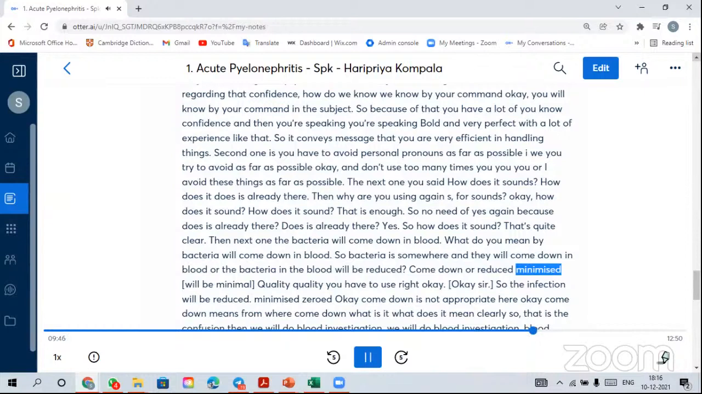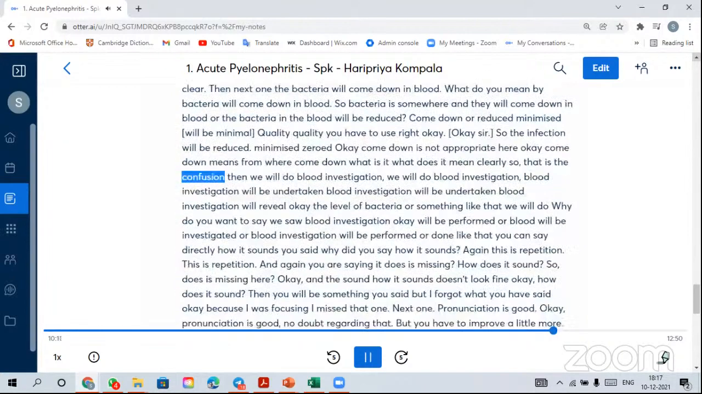Infection will reduce. Infection will be minimized. You can say the infection will be reduced, minimized, or zeroed. "Come down" is not appropriate here. Come down means from where to come down? What does it mean clearly? So that is the confusion.